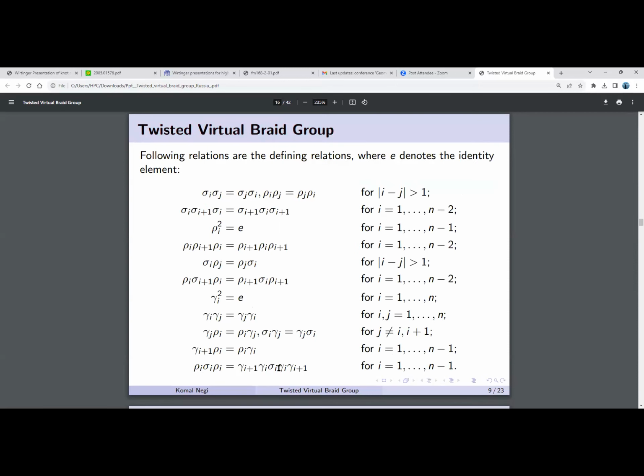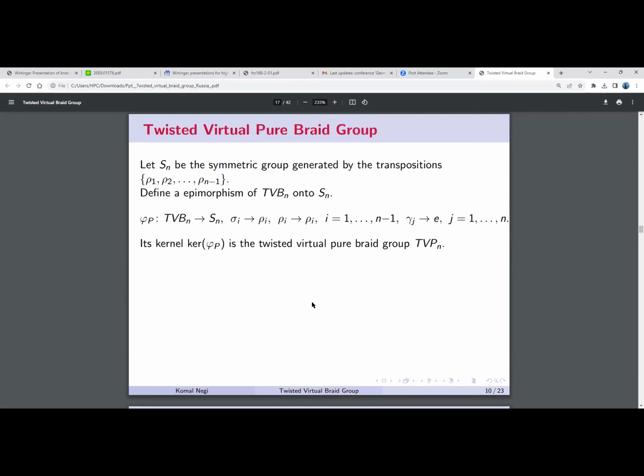So these are the defining relations of this group. Now our problem, on which we are working, is to find the subgroups of this group such that we can write this group in terms of its subgroups. So one of the subgroups is the twisted virtual pure braid group. First, let us see how we have constructed this subgroup.